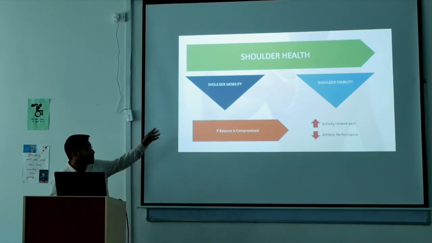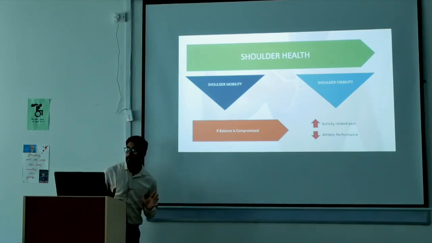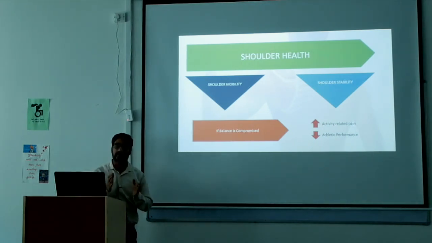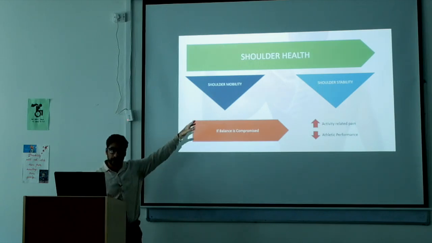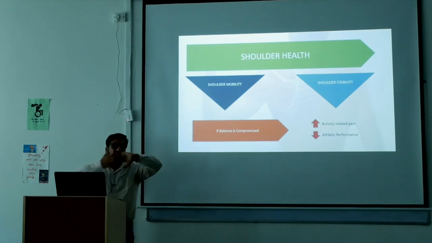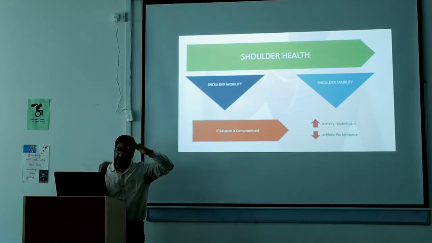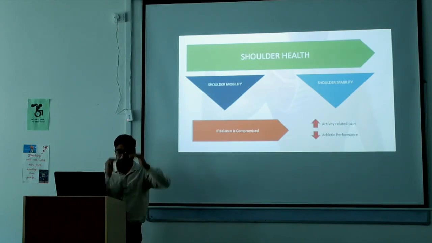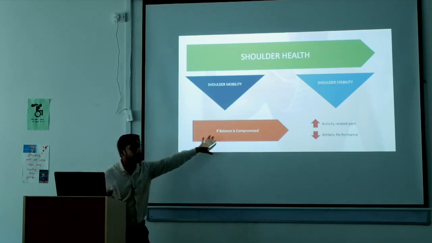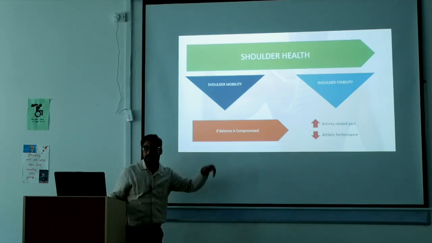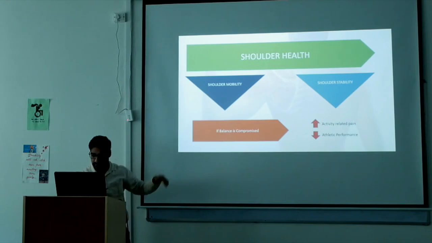But first of all, let's understand shoulder health. When we are talking about the shoulder, it has two components that are very important. First is shoulder mobility, and second one is stability. So they both go hand in hand. If one is superimposing on the other one, there is disturbance in the balance between the two. So if the balance is compromised, what happens? Either your pain will increase, or your athletic performance will decrease.